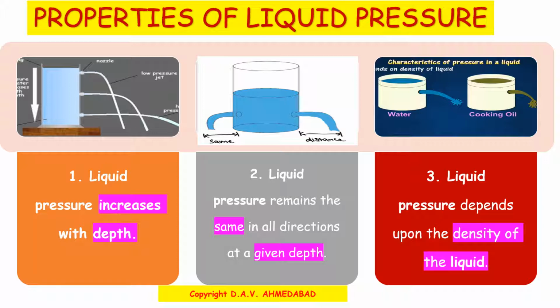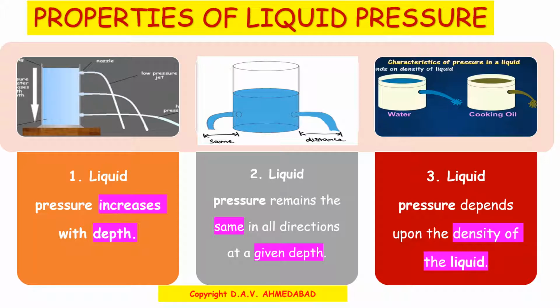Second, liquid pressure remains the same in all directions at a given depth. That means if you put 2 holes at the same height, the liquid will travel the same distance. Third, liquid pressure depends upon the density of the liquid. That means the more the density of the liquid, the more the pressure. Here we have taken 2 liquids, one water, another cooking oil.